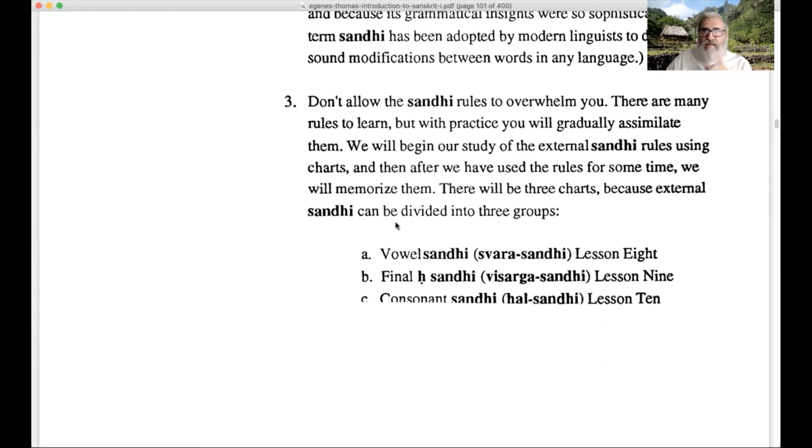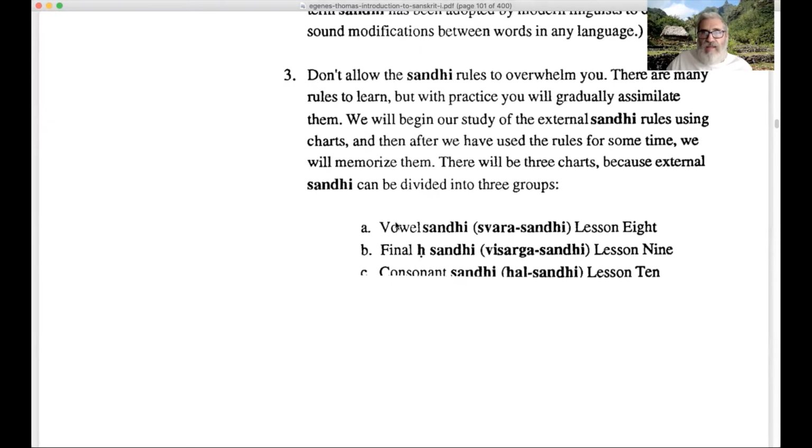So don't allow sandhi rules to overwhelm you. There are many rules to learn, but with practice, you'll gradually assimilate them.